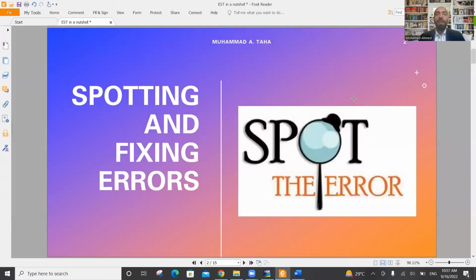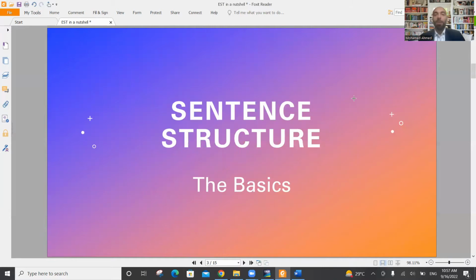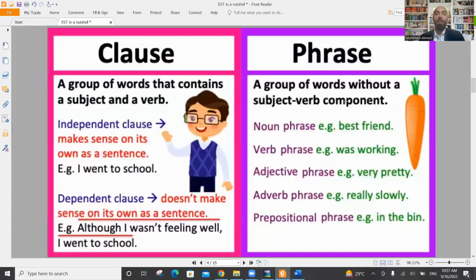The first thing you have to know to pass this test is how to spot and fix errors. How to do that? To do that, you have to know more and more about sentence structure, or the basics. Let's start by talking about clauses and phrases. If this is the first time you hear these words, clause and phrase, don't worry, it's very easy.